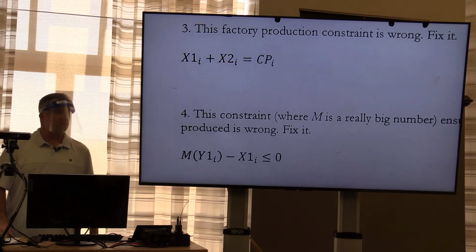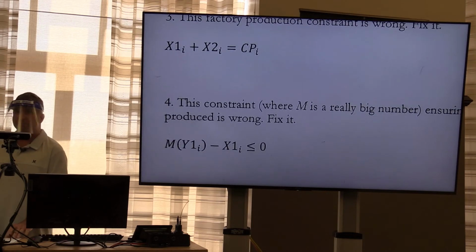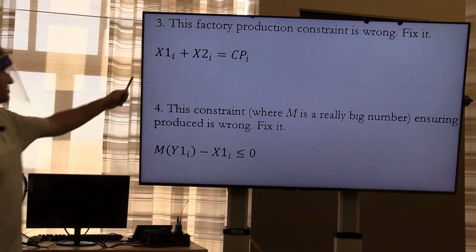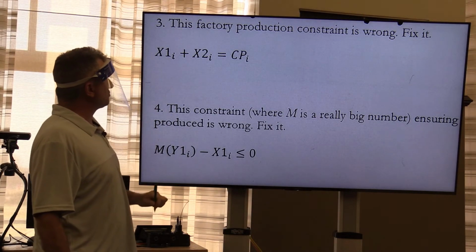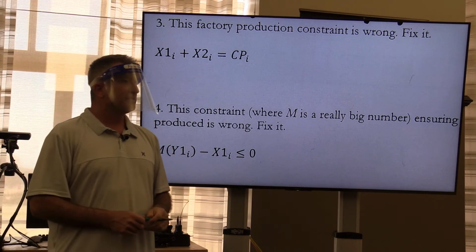Then we have this production constraint that says there's a maximum amount of X1 and X2 we can produce, and it can't exceed that limit. And so this is the amount in any one month. This is the amount of X1 we're producing. This is the amount of X2 we're producing. That's the maximum amount we can produce, CPI of anything.